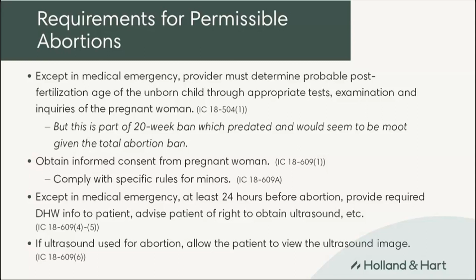In the case of minors, there are additional specific requirements that you have to jump through in order to get consent for an abortion on a minor. Generally, the minor can't consent to their own care. You'd have to get consent from a parent or guardian, or you'd have to go the judicial bypass route where you get authority from a court.